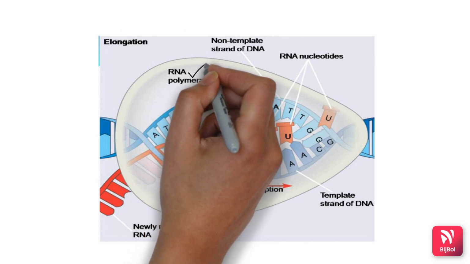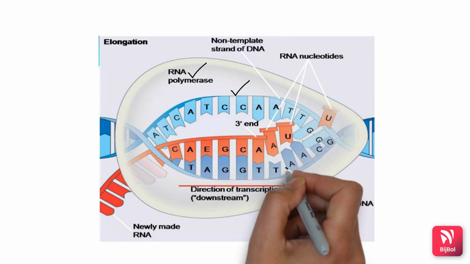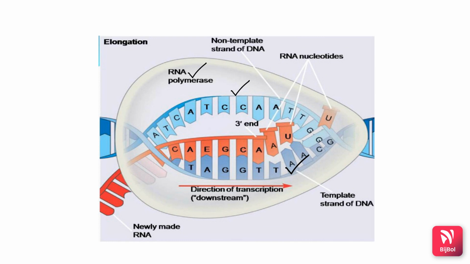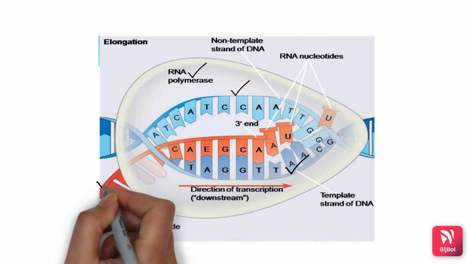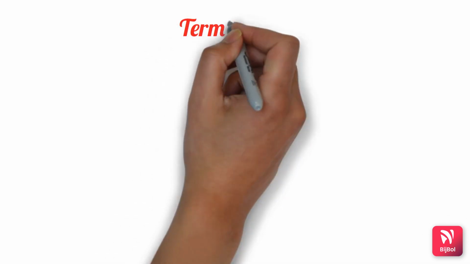So again here, this is an RNA polymerase which is unwinding the two DNA strands, of which one strand is the non-template strand of the DNA and the other strand is the template strand of the DNA. This template strand will help in the formation of the new RNA. So new RNA is formed from the template strand of the DNA.